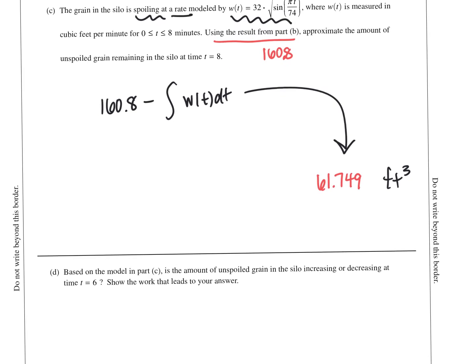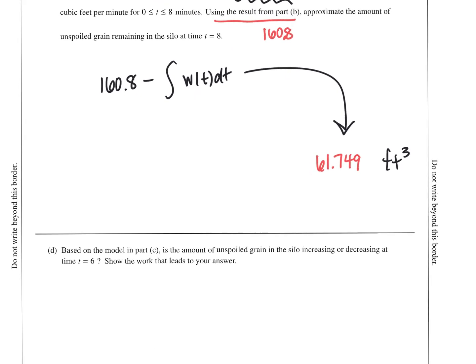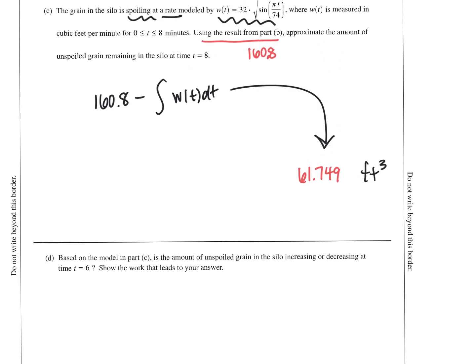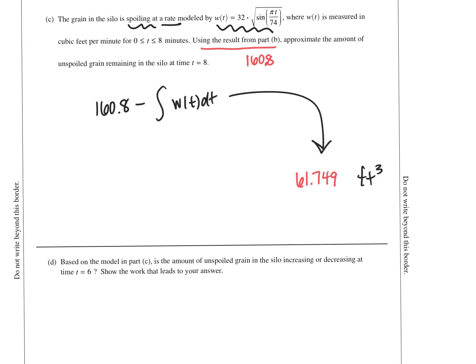This to me is a very hard part. Based on the model in part C, so using that W, is the amount of unspoiled grain increasing or decreasing at t equals 6? Okay, so they gave us rates, right? All they gave us were rates. This W of t is a rate, and the table was also a rate. If I go back to the previous page, the table G of t is the rate that the grain is coming in, in cubic feet per minute.